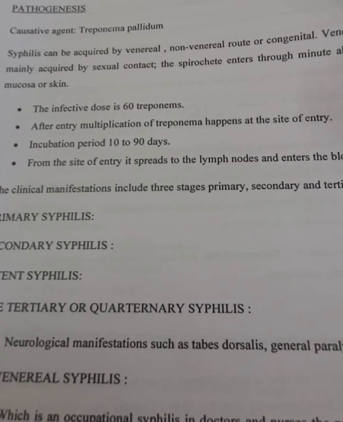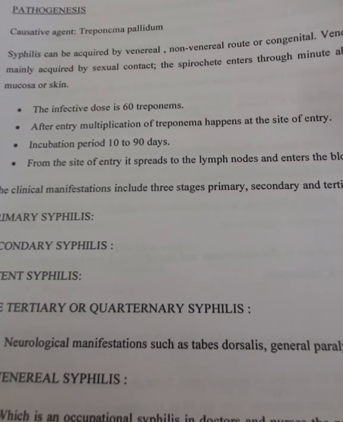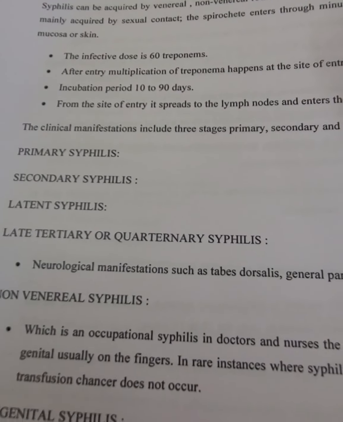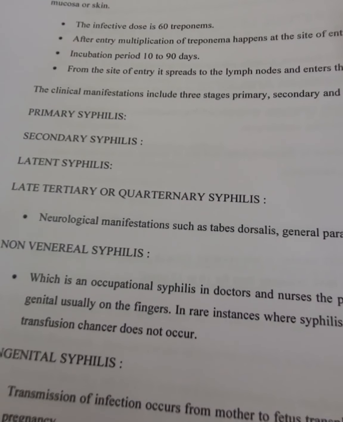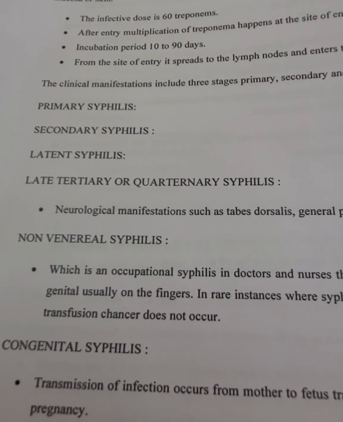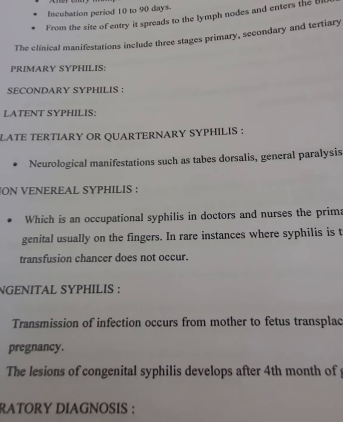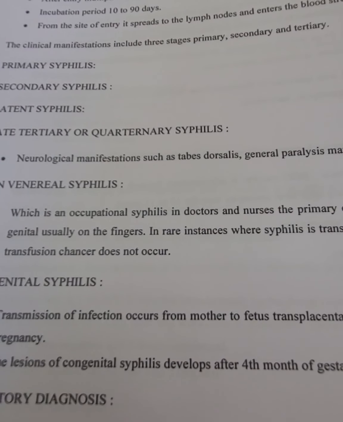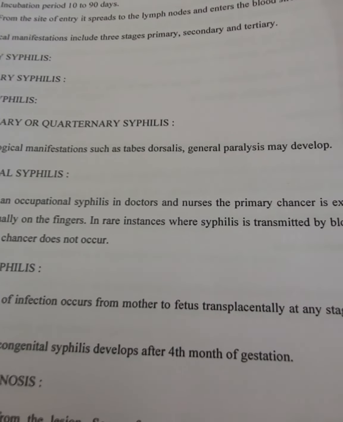The longest incubation period you see in rabies. From the entry, the organism spreads to the lymph nodes, causing rubbery lymph nodes. The ulcer is painless. Classification includes primary syphilis, secondary syphilis, and tertiary syphilis. Late tertiary syphilis or quaternary syphilis has neurological manifestations such as tabes dorsalis and general paralysis of the insane.